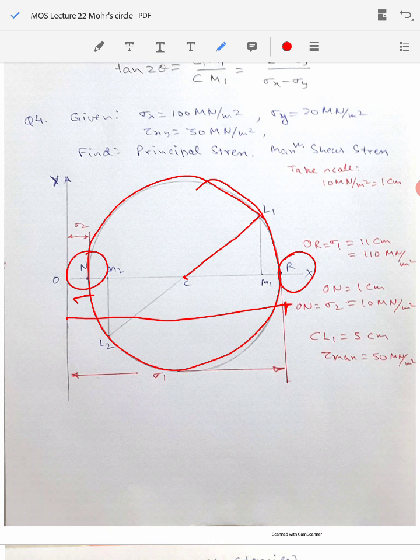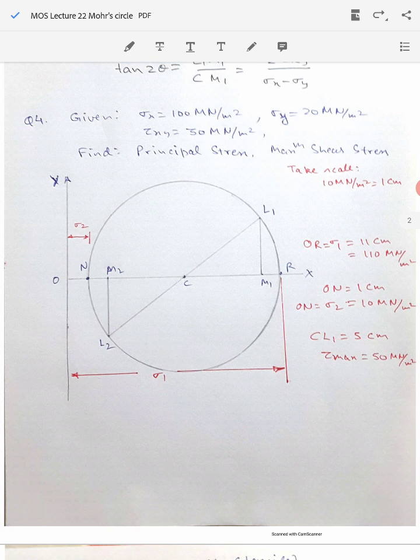We will measure the distance OR here and we will measure the distance ON. This is what I have written here. The distance OR is equal to 11 centimeter. If you multiply it back using that scale, you will find that it is equivalent to 110 meganewton per meter square. And the distance ON is equal to 1 centimeter, and if you again multiply it by 10 meganewton per meter square, you will get the value of sigma 2, which is 10 meganewton per meter square. You can measure the radius of this circle, which is CL1, and you will find that the value is 5 centimeter. Again you can multiply it by 10, so you will get the tau max, the maximum shear stress value, as 50 meganewton per meter square.